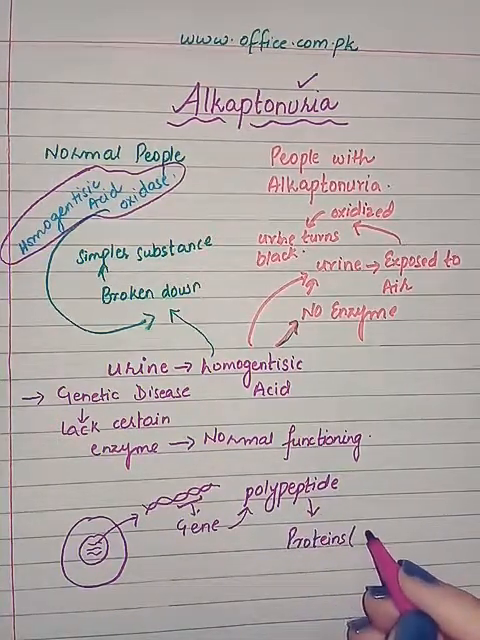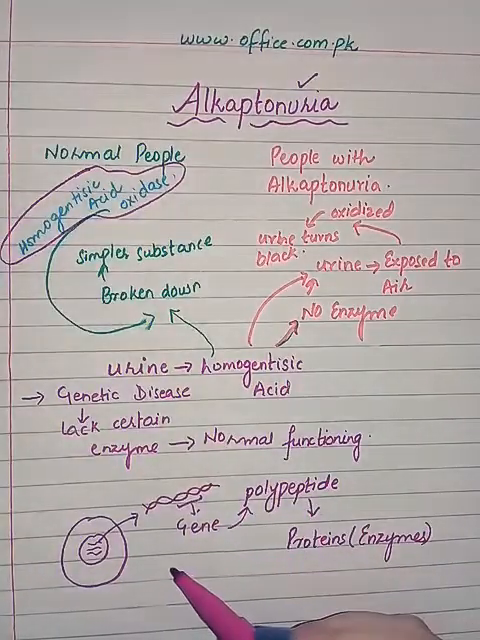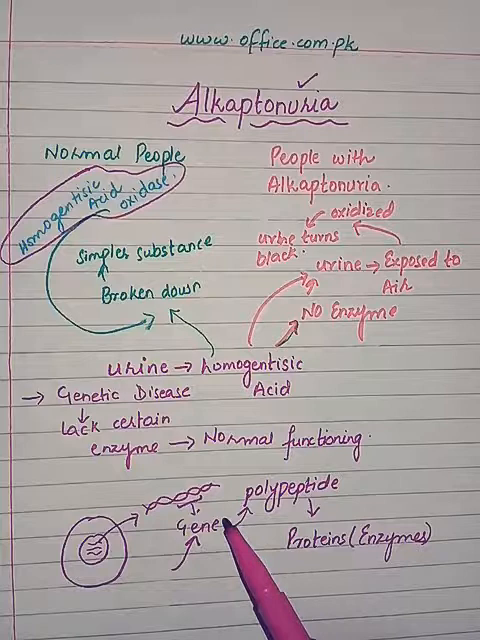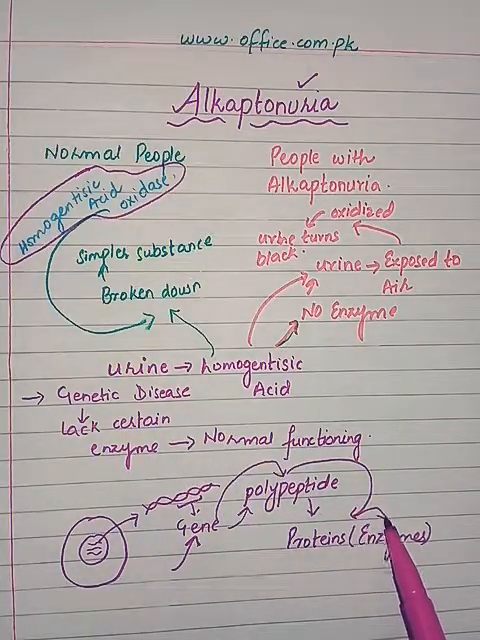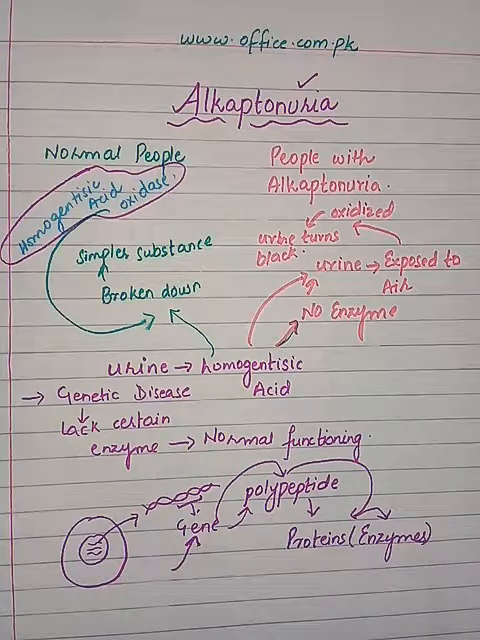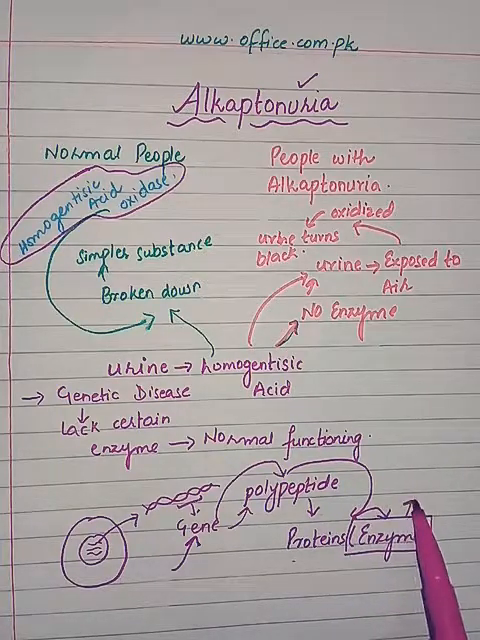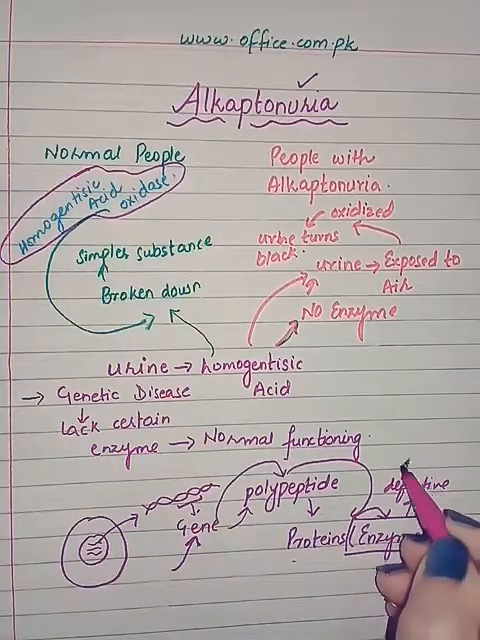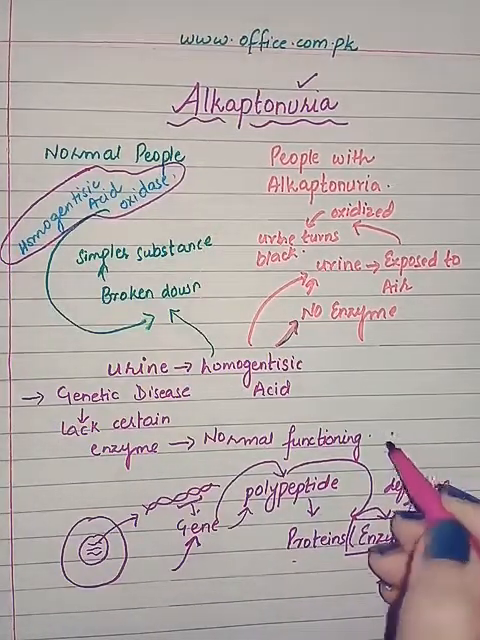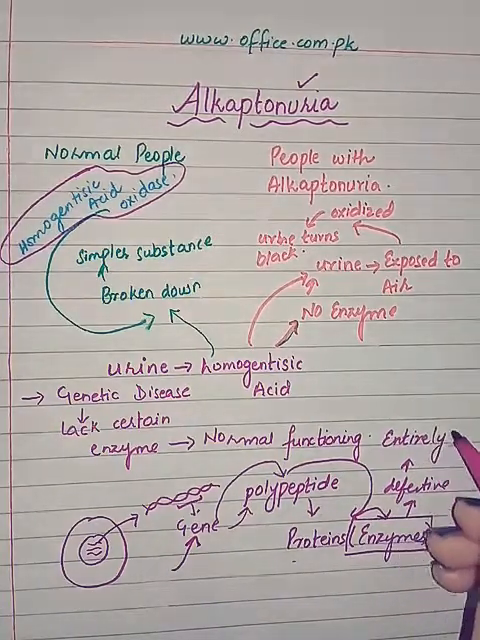mostly enzymes. So when the genetic makeup is disturbed, ultimately the formation of the polypeptide, the formation of the protein and that particular enzyme will be disturbed, and hence the patients will either have the defective enzyme or they will have entirely no enzyme.